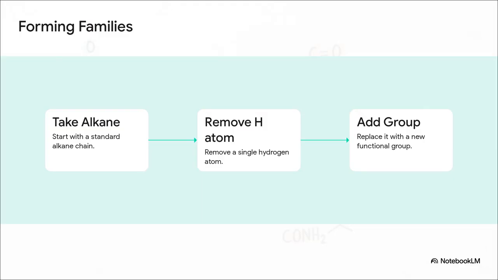And this brilliantly shows our core mechanic for today. How do we actually make all these different chemical families? It's a super simple 3-step process. Step 1, you take an alkane. Step 2, pull off a hydrogen atom. And step 3, replace it with a new functional group. That's the whole secret. Just swapping out a single hydrogen creates an entirely new chemical family with totally different rules. It's like chemical Legos, isn't it?